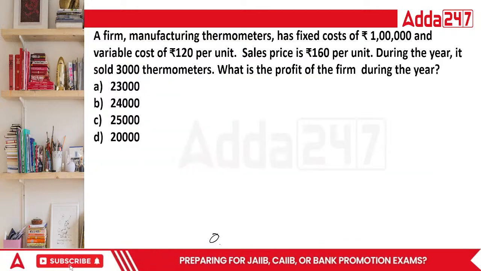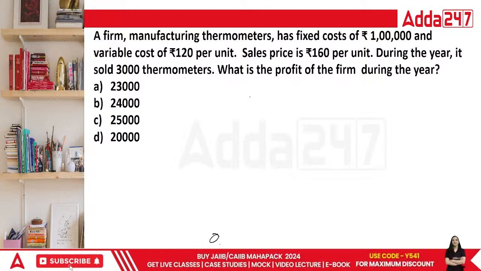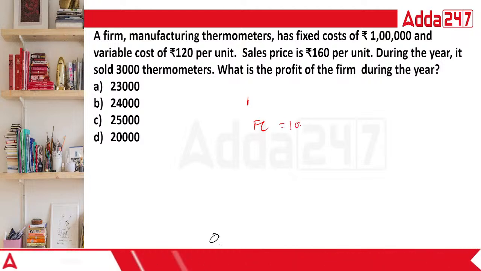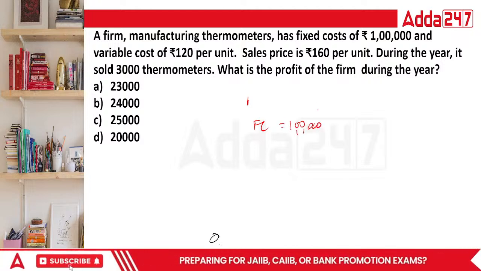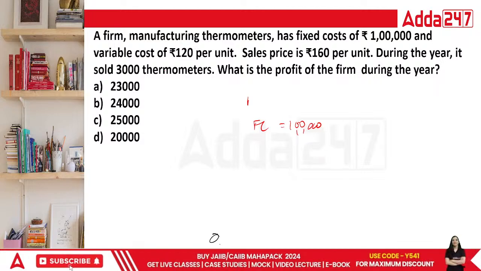Look at this. A firm manufacturing thermometers is a firm which manufactures thermometers. The fixed cost is given. There is a fixed cost of 1 lakh rupees, everyone. Your variable cost is 120 per unit, while your particular value is 3,000.